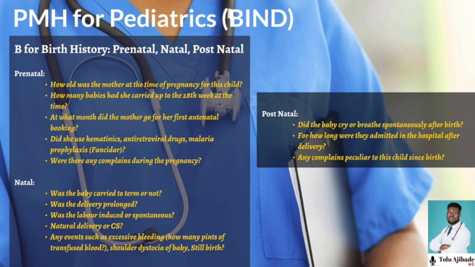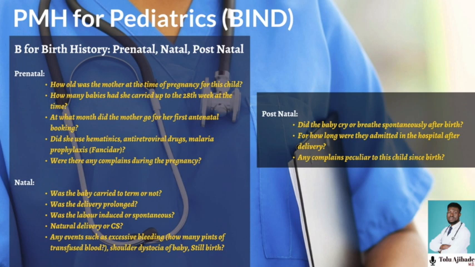You ask about the baby. Did the baby have any form of defects, such as shoulder dislocation, shoulder dystocia? Has there been any history of a stillbirth in this woman? Okay, thank you very much. Did the baby cry or breathe spontaneously after birth? For how long were you admitted in the hospital after delivery? Have you had any complaints peculiar to this child since the birth of this child? You get me? And those questions in total will deal with the birth history of a child.